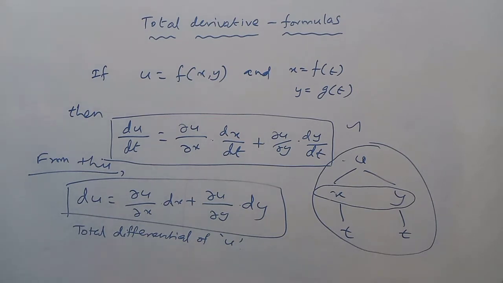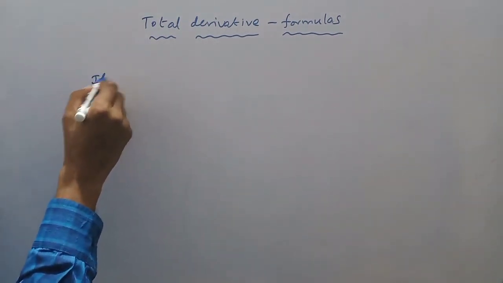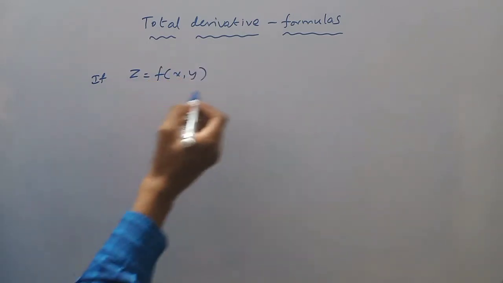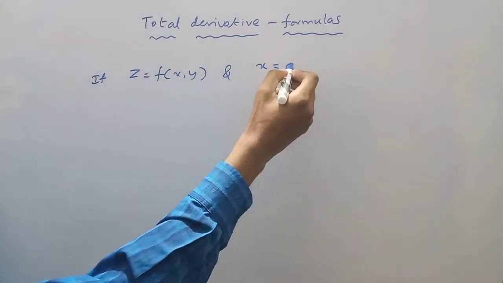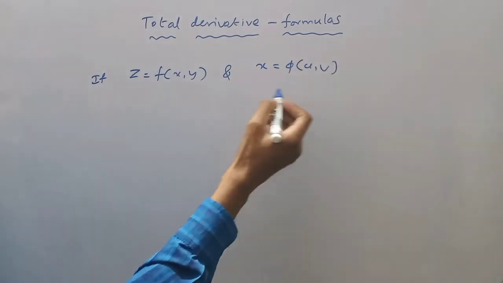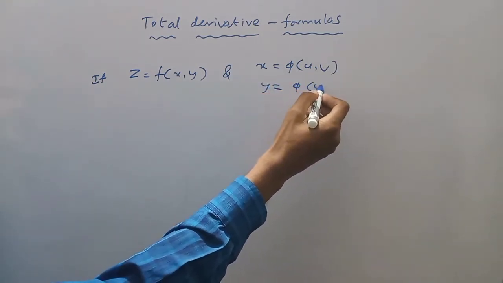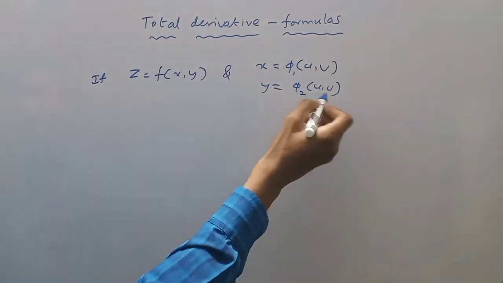Next formula is: if z is a function of x and y, a two variable function, and x is a function of u comma v, again a two variable function, and y is also a function of u comma v, or phi 1 phi 2.